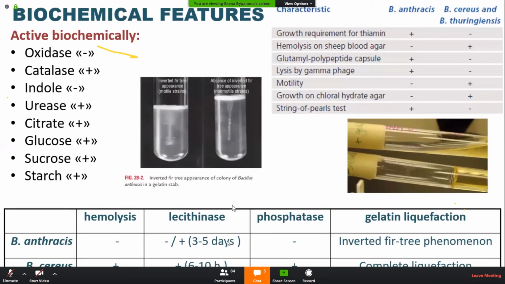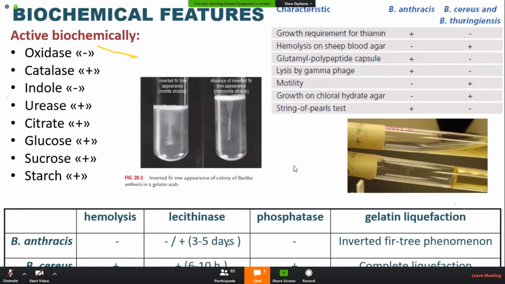Biochemical features. They're highly biochemically active. There are some tests that help to differentiate between Bacillus anthracis and Bacillus cereus and other soil bacilli. You can see that Bacillus cereus are hemolytic. I already mentioned that Bacillus anthracis is lysed by specific bacteriophage. Soil bacilli are motile, unlike Bacillus anthracis. And Bacillus anthracis is positive in the string of pearl test.